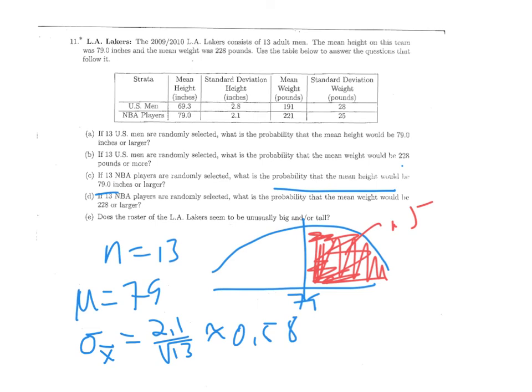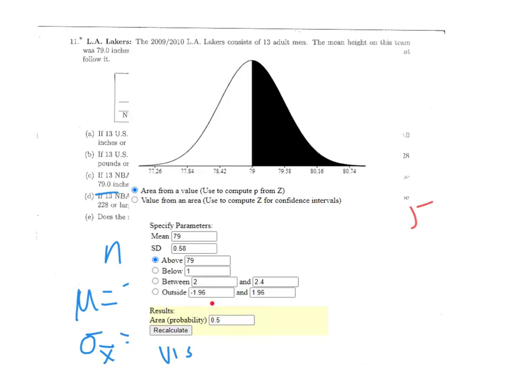So let me pull up that David Lane applet that I've already got pre-filled in, and you'll see that we're right. We really don't even need to do that for this one. And you see, yeah, sure enough, at the mean, half of it is shaded in, 50%. So that wasn't a surprise.